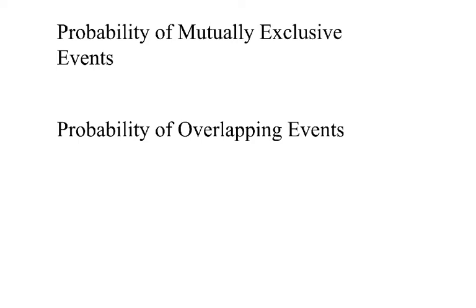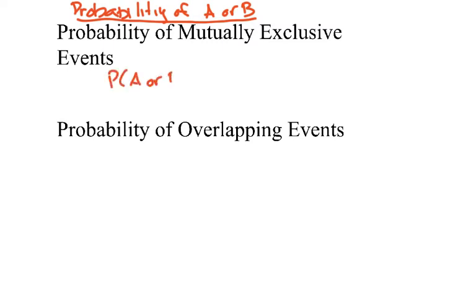I'm going to title this: this would be how we find the probability of A or B. If these two events are mutually exclusive, then the probability of A or B equals the probability of A plus the probability of B.